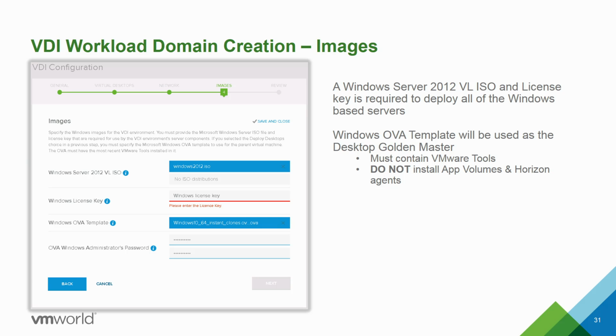And if you select deploy full desktops, we will ask you for your OVA templates. This is your gold master. We need it in an OVA format. And we also need the Windows administrator password for that OVA template. That way we can then go through and install the Horizon agent, app volumes agent, and UEM agent if they're required within your image.